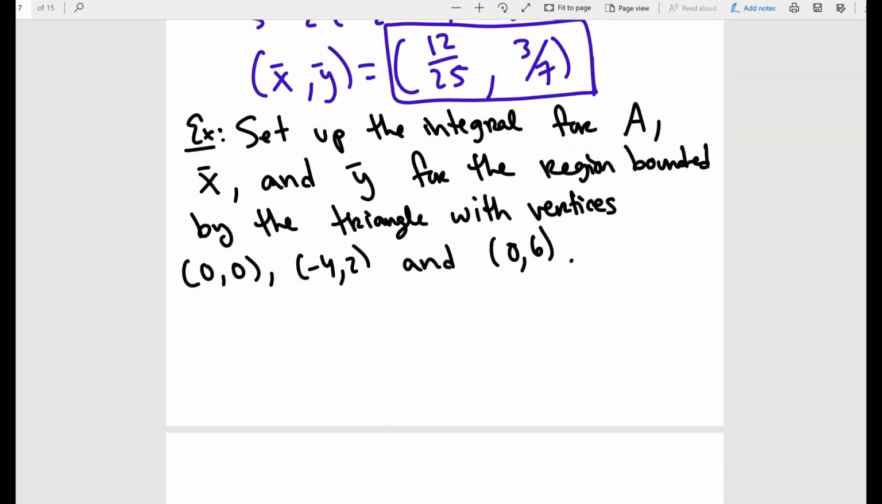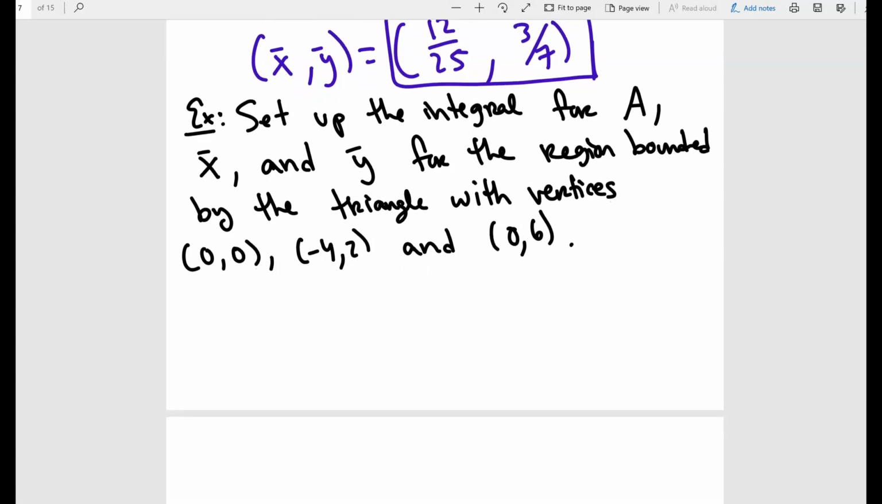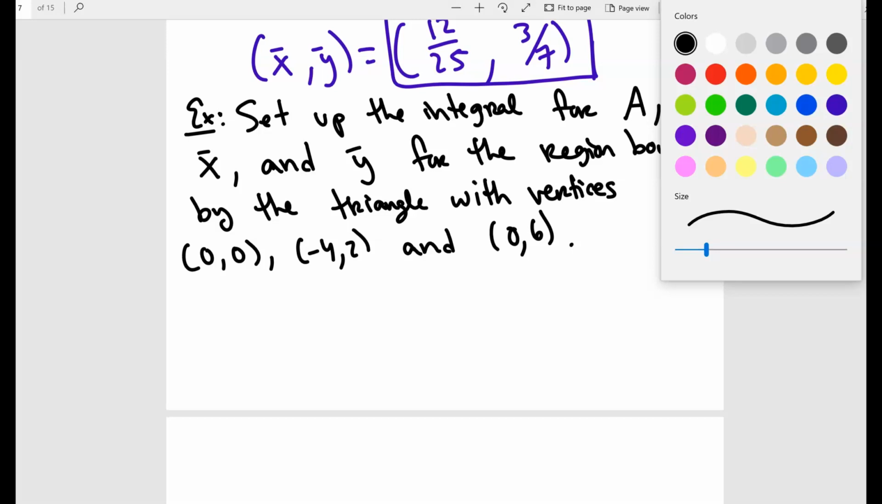Okay, now let's finally do this last problem. So set up the integral for A, x bar, and y bar for the region bounded by the triangle with vertices (0, 0), (-4, 2), and (0, 6). Okay, so here they didn't give us a function. So they gave us this triangle, which we're going to go ahead and do.